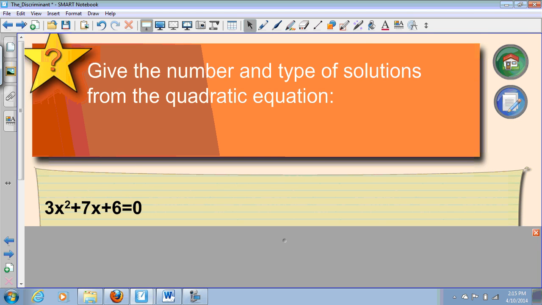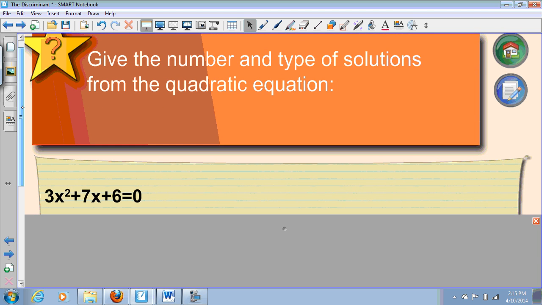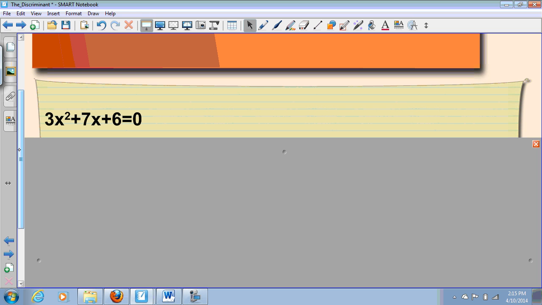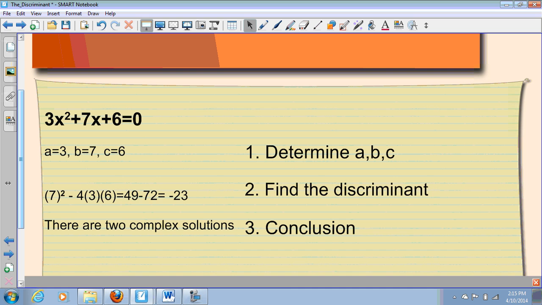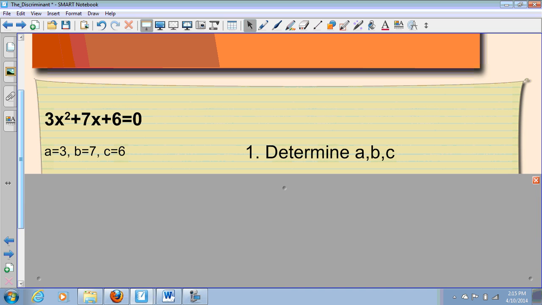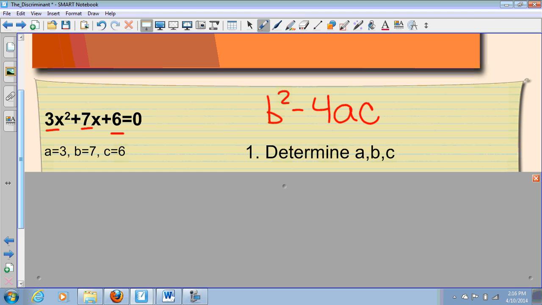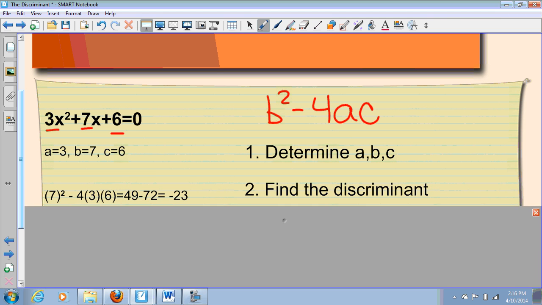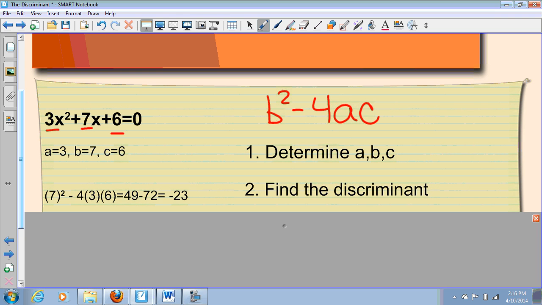Okay, so let's look at this and just start determining. Let's just do some practice. Okay, so we're going to start with 3x squared plus 7x plus 6. We're going to use the discriminant. So we need to determine A, B, and C. A is 3, B is 7, C is 6. So remember, it's b squared minus 4ac. So b is 7. We're going to square that. We're going to subtract 4 times a, which is 3, times 6, which is c.